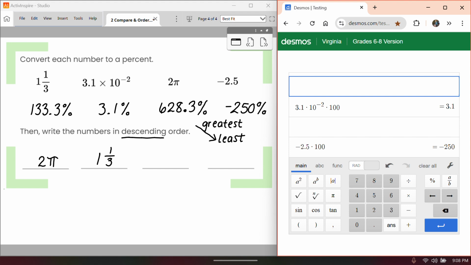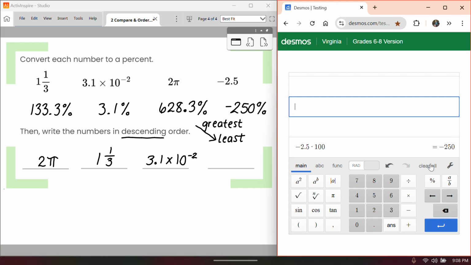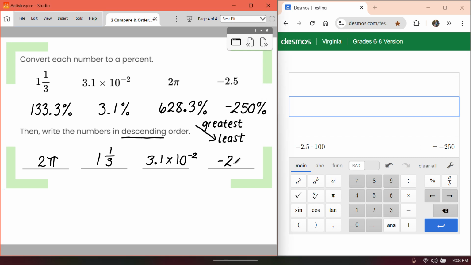Then I'm only down to 2. I have 3.1%, which is small, but my other number is negative 250%, and negatives are smaller than positives. So the next greatest is 3.1%, or 3.1 times 10 to the negative second power, making my smallest value the negative 2.5.